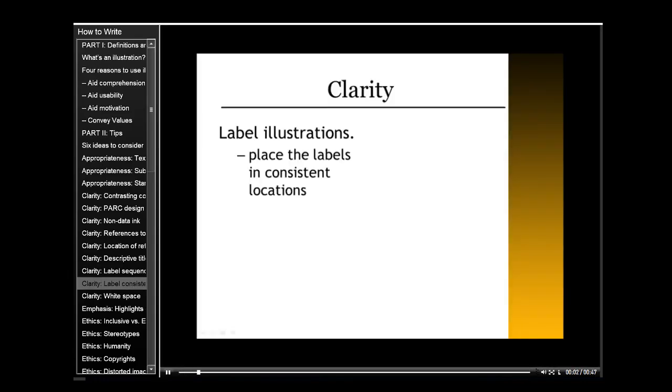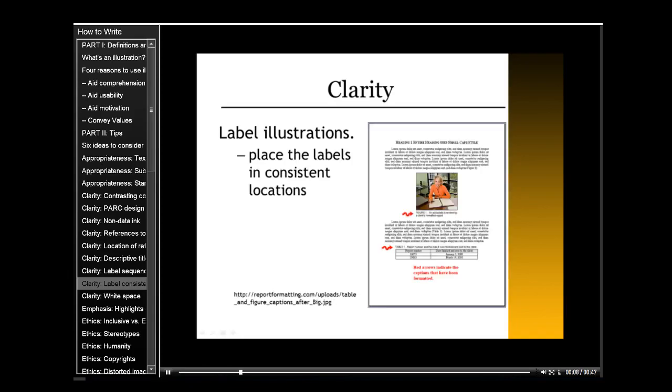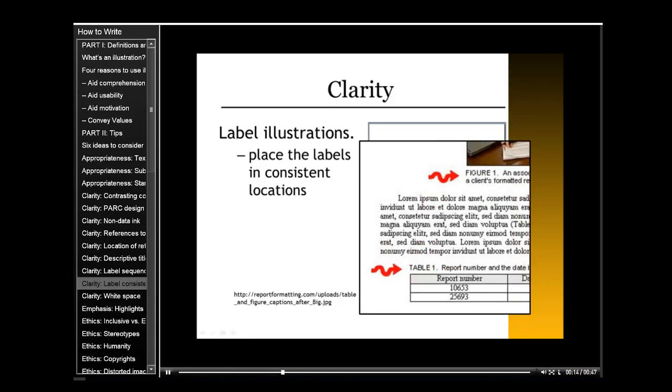You also want to place the labels in consistent locations. Here's an example that we pulled off online. Take a look at the red arrows. Notice each of them is aligned with the left margin of the thing that it is attached with. So figure 1 is aligned with the left margin of that image. Table 1 is aligned with the left margin of that table. Also, there are no hard and fast rules. You can align them, you can center them, what have you, but generally speaking, usually figures are going to be labeled at the bottom, tables are going to be labeled at the top.